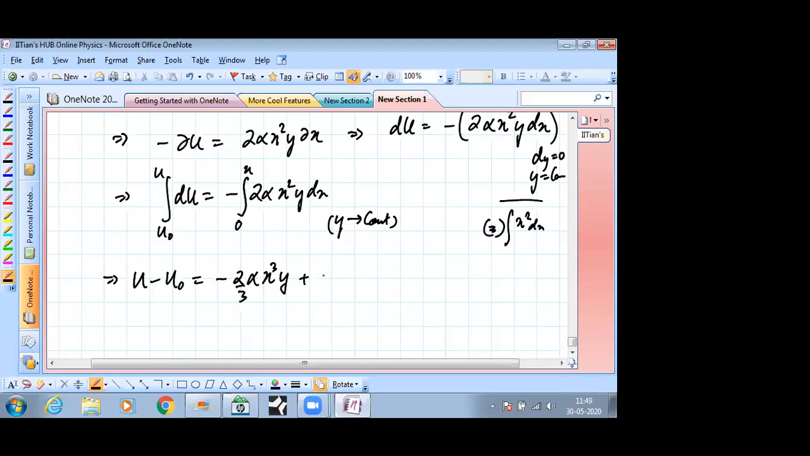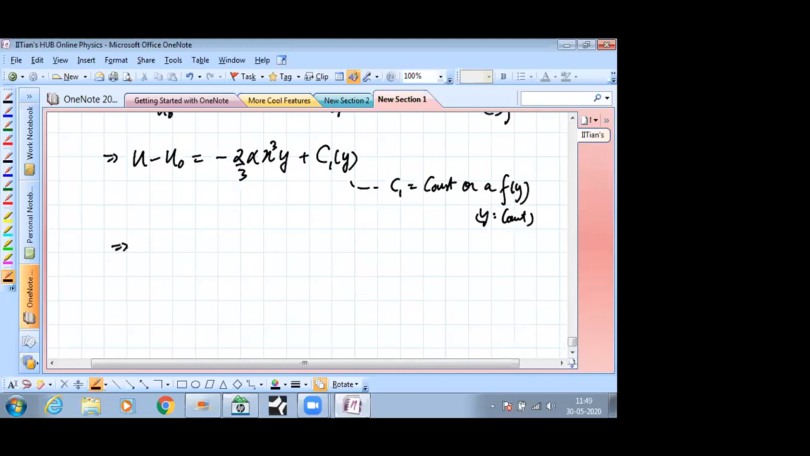Okay. Plus, now instead of a constant, we'll write it as a constant, so this C1 is a constant or a function of y, because y is also constant. So this is what my first equation is. So you can absorb this u naught within that constant. You can say that our u is equal to minus 2 by 3 alpha x cube y plus some kind of a function of y.